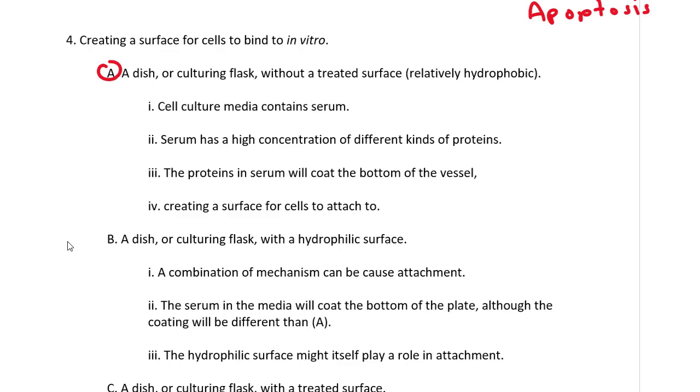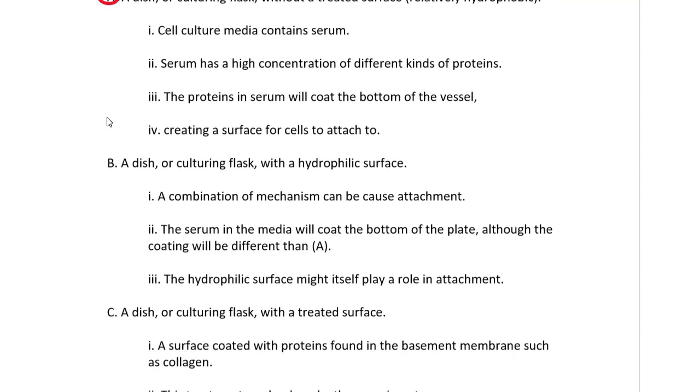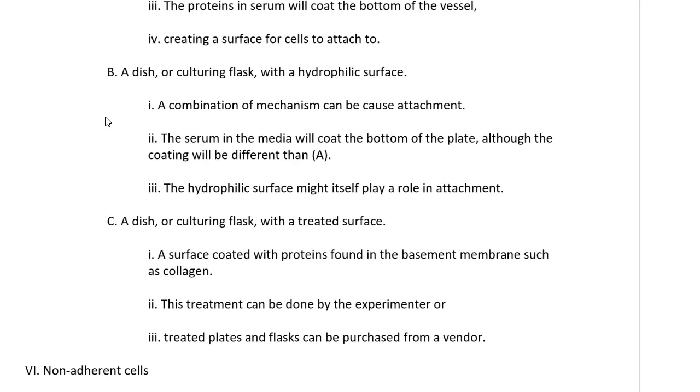Now, the second option is a dish or culturing flask with a hydrophilic surface. And this is sort of like a progression. You first try option A, then you go to option B, because each option actually gets more expensive. Okay, so you want to try option A with your cells. If option A doesn't work, the cells are not happy, they're not binding to the bottom of the plate, they're dying, go to option B. So in this case, the bottom of the plate is hydrophilic, so a couple of mechanisms can cause attachment.